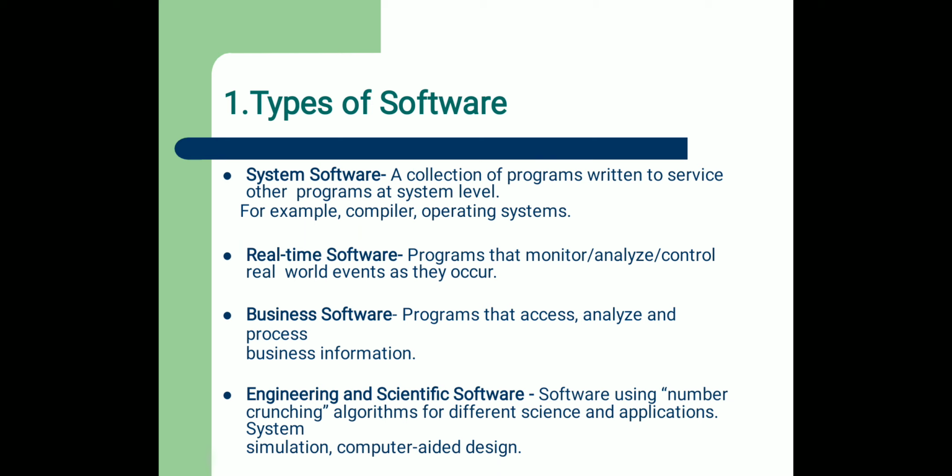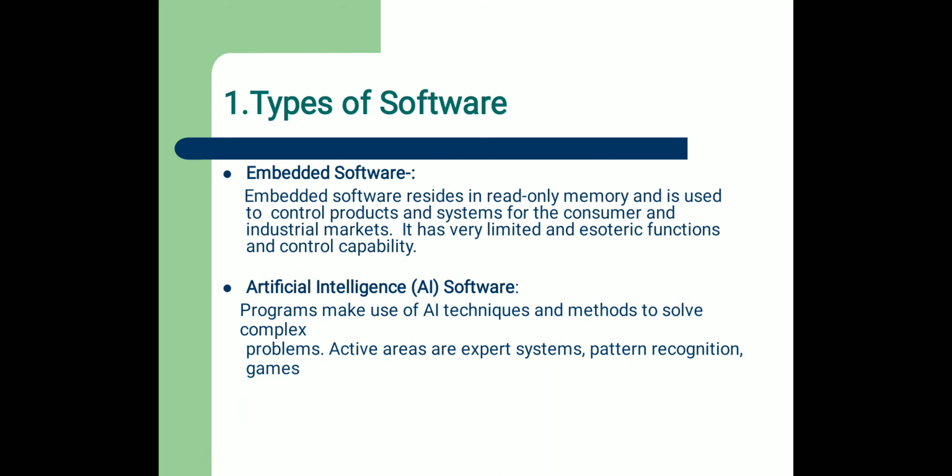Engineering and scientific software uses number crunching algorithms for different science and applications, such as system simulation and computer aided design. Embedded software resides in read-only memory and is used to control products and systems for the consumer and industrial market. It has very limited and accurate function and control capabilities.